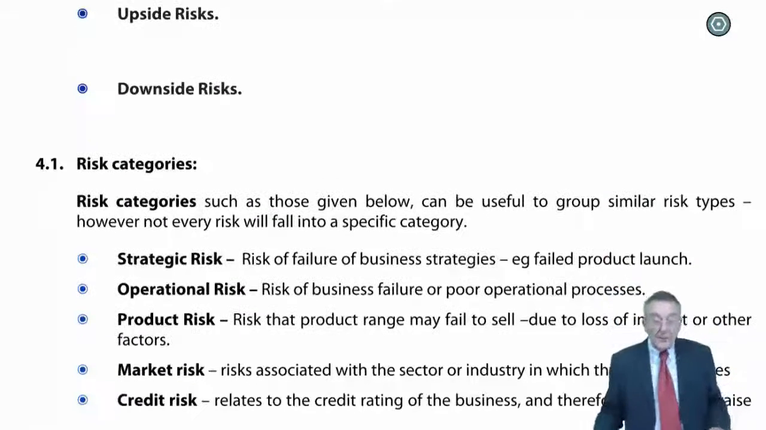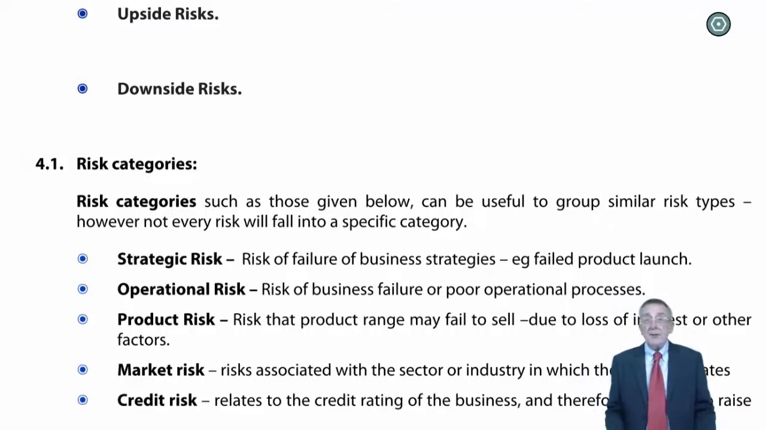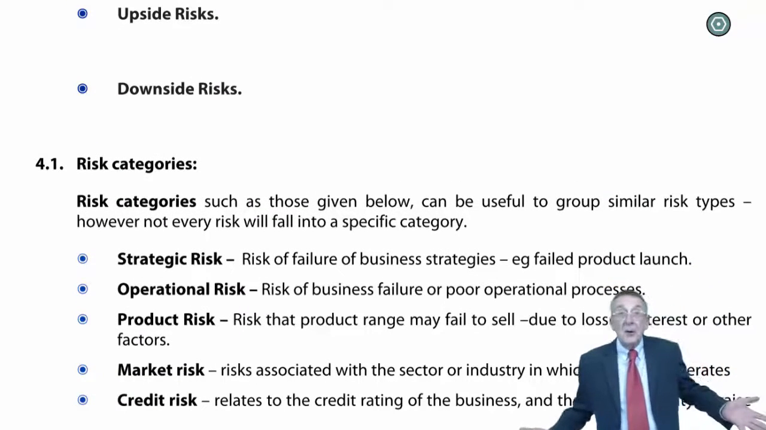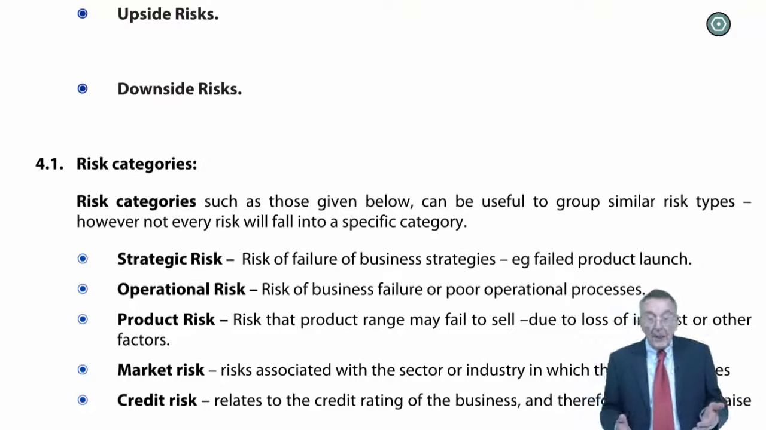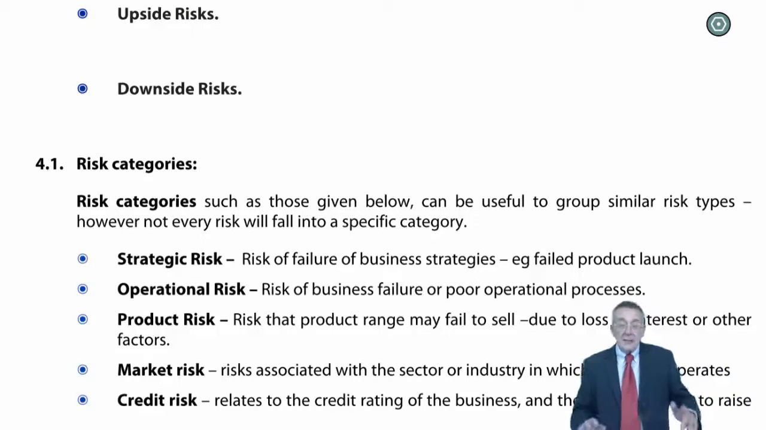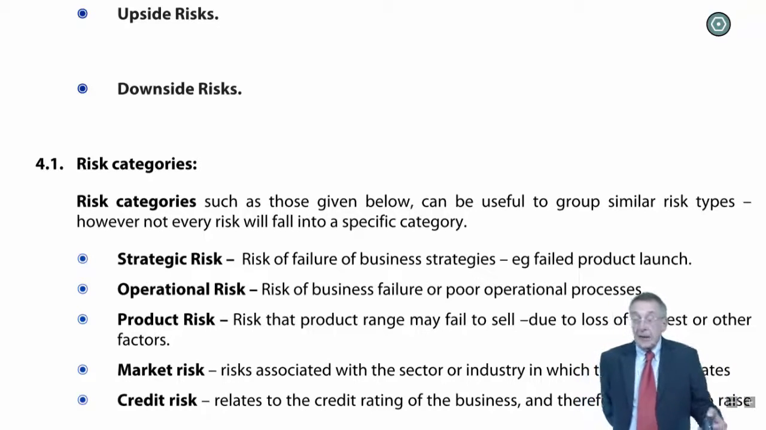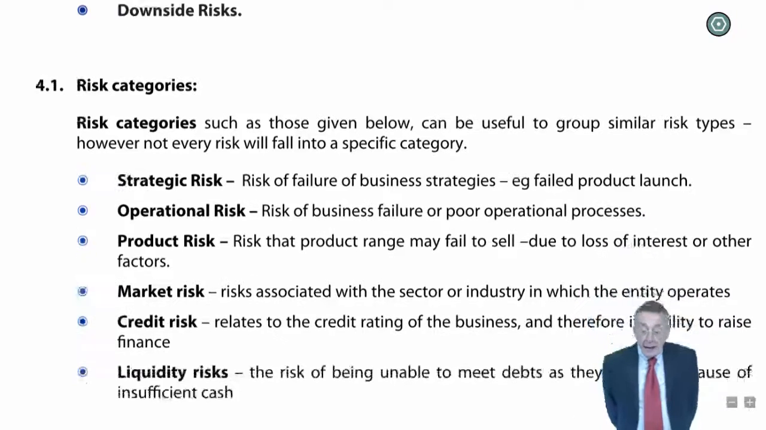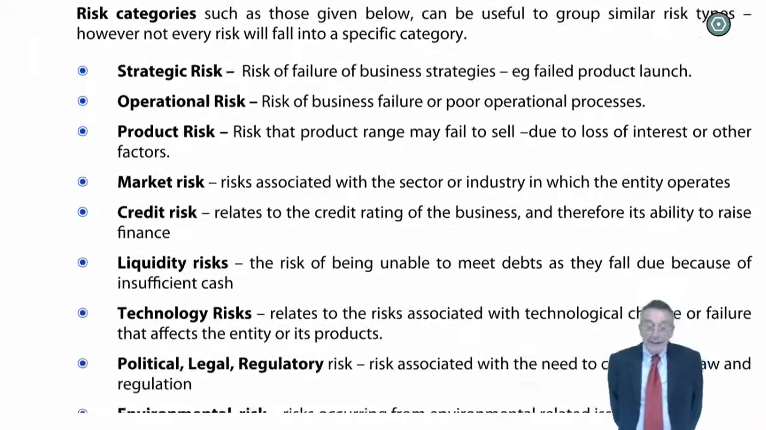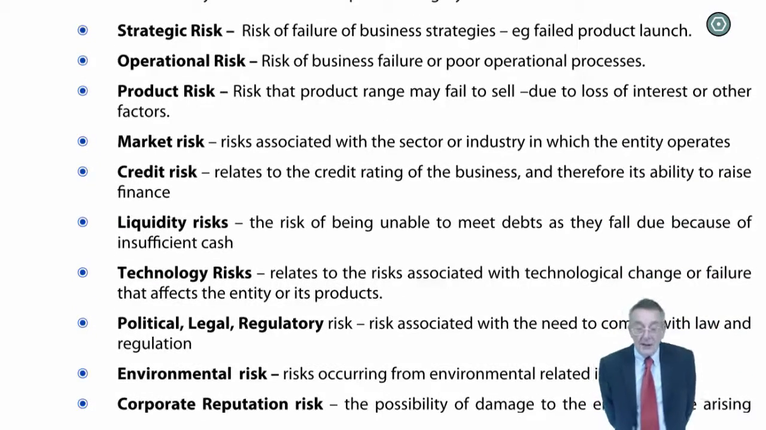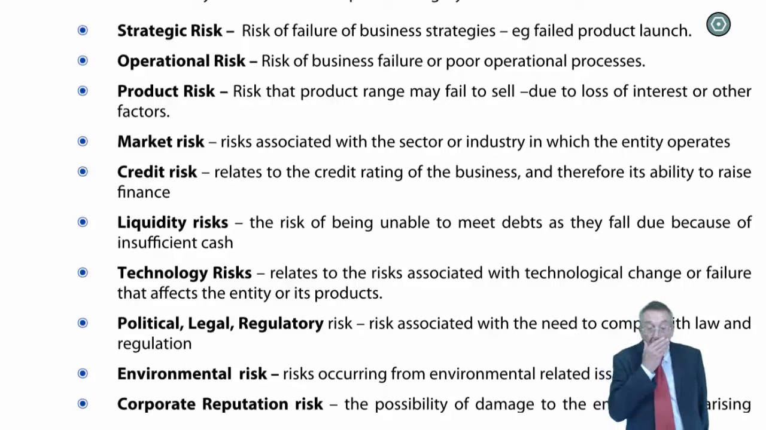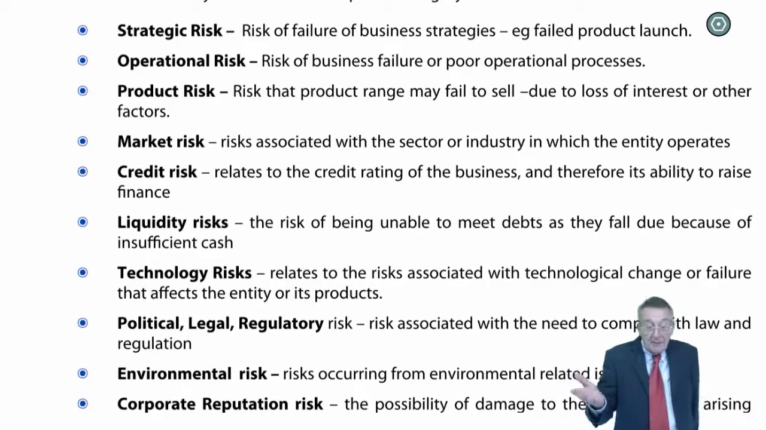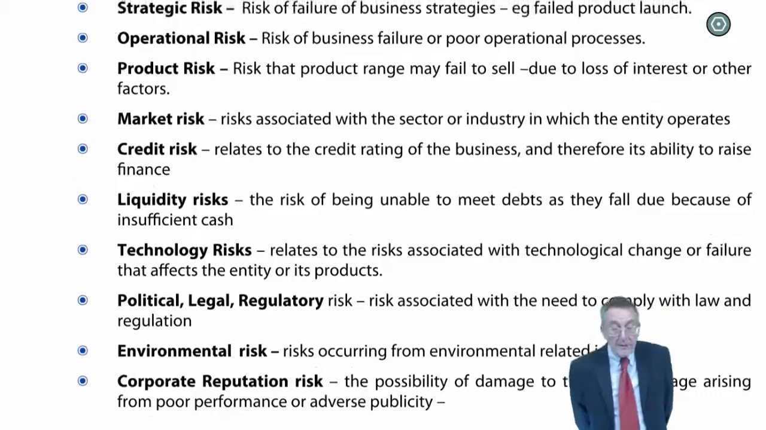The types of risk: upside risks and downside risks. Risk doesn't always mean things are going to collapse. But upside risk, things might get better. Downside risk, things might get worse. And the categories of risk, there's no precise list. These are just various types of risk that can occur. And many risks might fall into several categories. But these are all examples of types of risk.